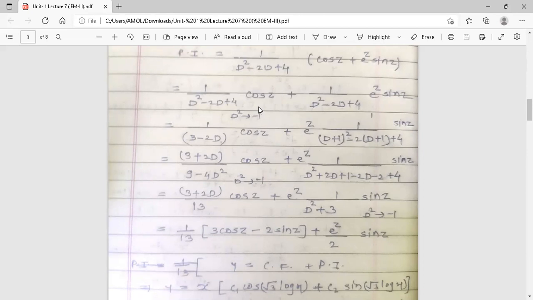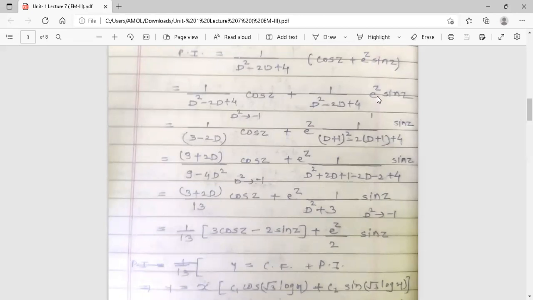You know how to solve for trigonometric functions, sine function or cos function. We always replace the term of D squared by minus a squared, where a is the coefficient of the trigonometric function. Here the function is cos z, the coefficient of z is 1, and the square of 1 is 1. So we replace D squared by minus 1. Then the term in the denominator will be minus 1 plus 4, which is 3, and the minus 2D stays as it is, because we are replacing only the terms of D squared.